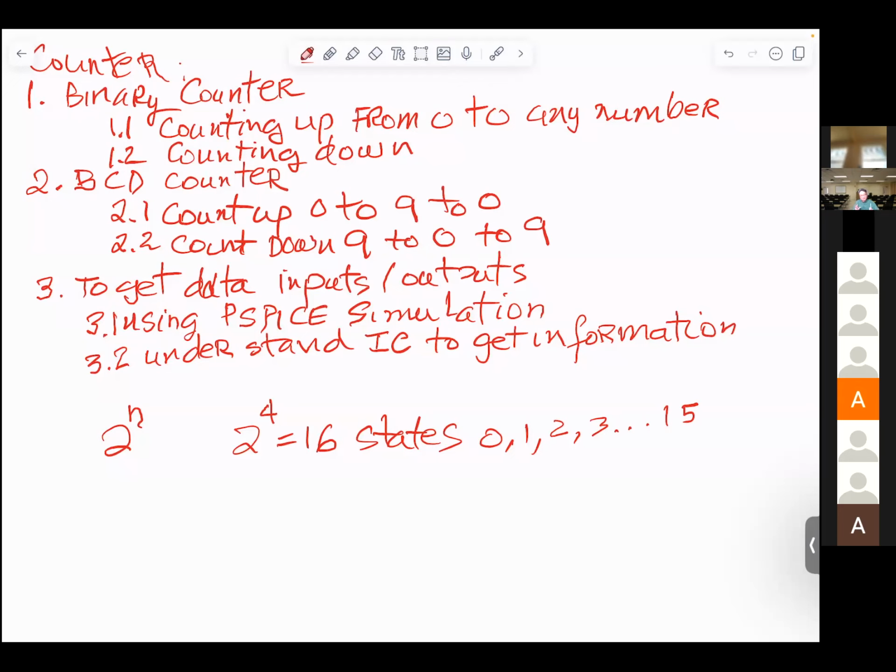So basically, depending on how many flip-flops, you can see what number they count up to. For example, 2 to the power of 3 flip-flops, you get number 8. So they count 0, 1, 2, up to 7. But that's just for your knowledge. You can do nothing with that.